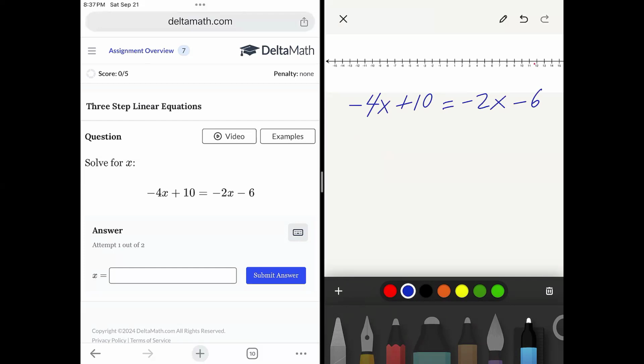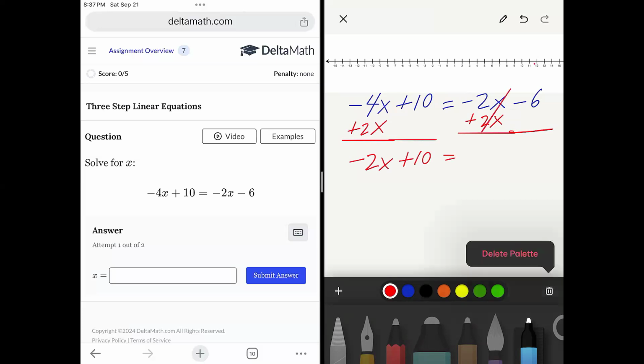I'm going to start by moving the minus 2x to the other side. I'm going to do the opposite of a negative 2x, which is a positive 2x, so I put a positive 2x here. If I write this out, this is going to be negative 4 plus 2, so it's going to be negative 2x. Bring down the plus 10, equals. These are going to cancel. That's why I did it. And then I'm going to have minus 6 here.